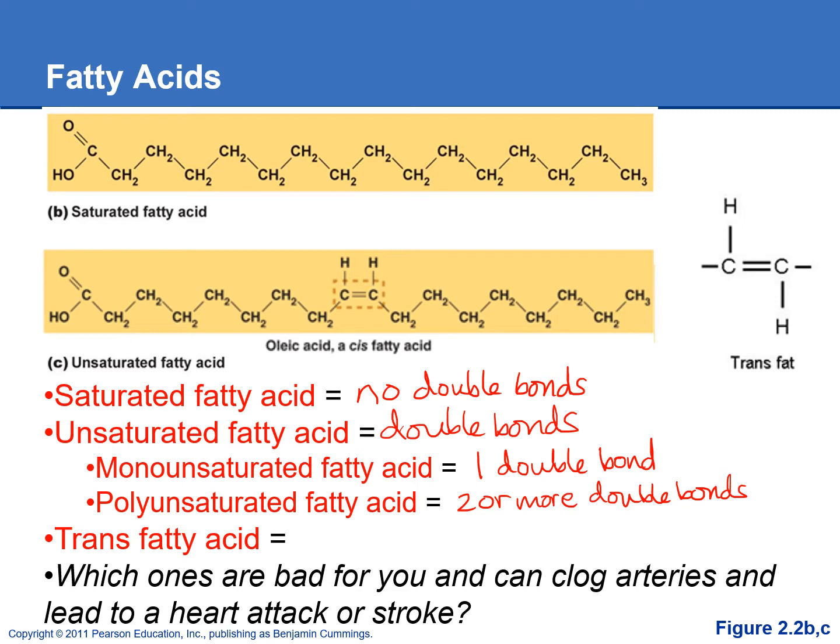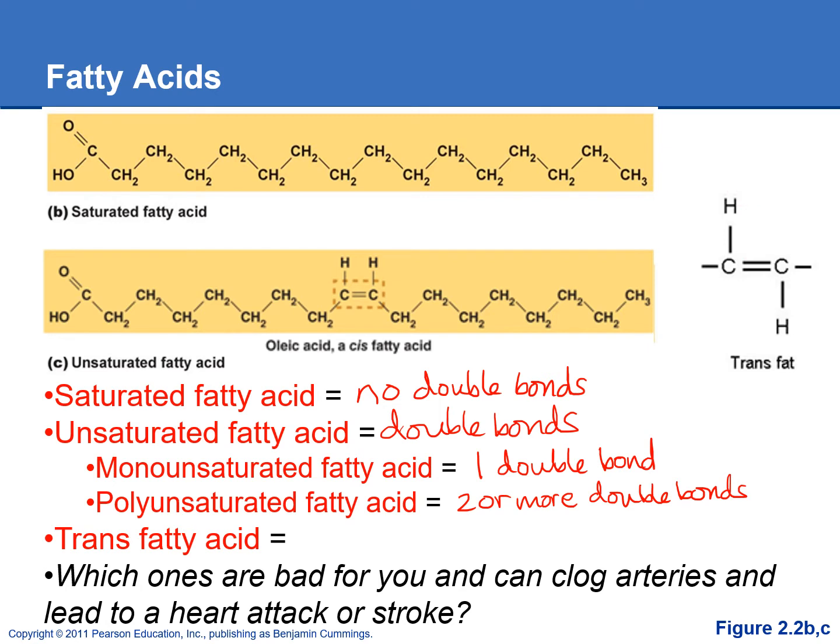An exception to this rule are the trans fatty acids. These are unsaturated fats, and I've got a picture over here. So there is a double bond, but what's happened is that the hydrogens are across from each other. Trans means across. And notice on this other unsaturated fatty acid, the hydrogens are on the same side. So this is what makes it a trans fat, when the hydrogens are on the opposite side.